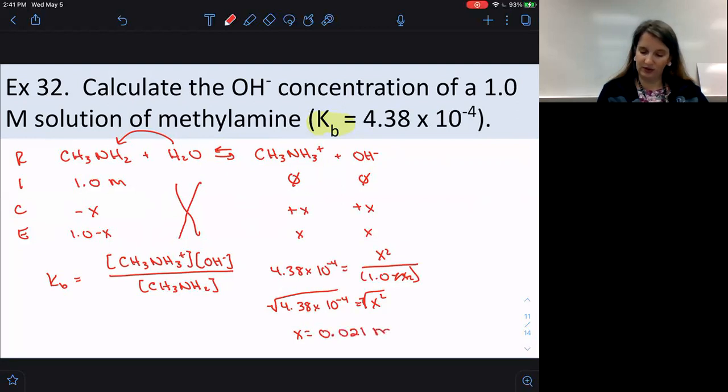0.021. So we want 2 sig figs. And it's asking us for the hydroxide ion concentration. Hydroxide is equal to X. So this is our answer right here. We don't have to do anything else to this one.